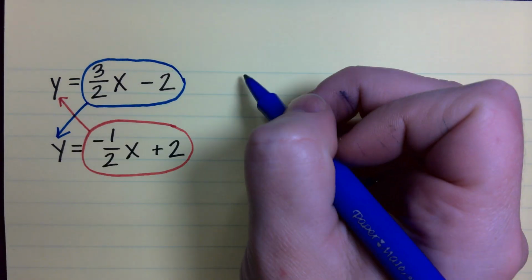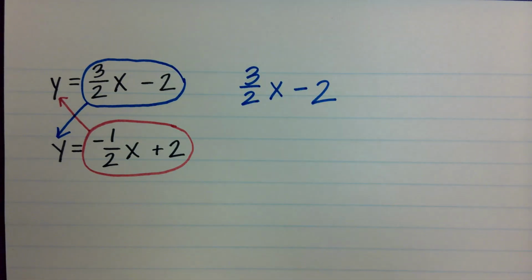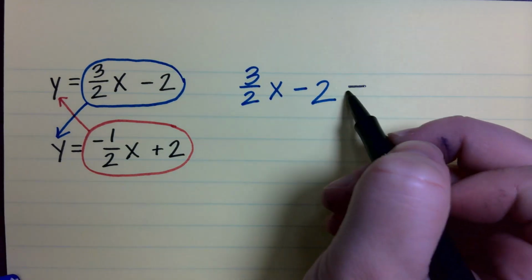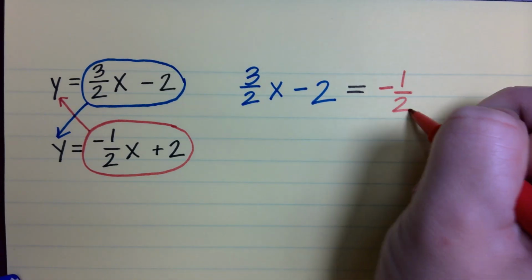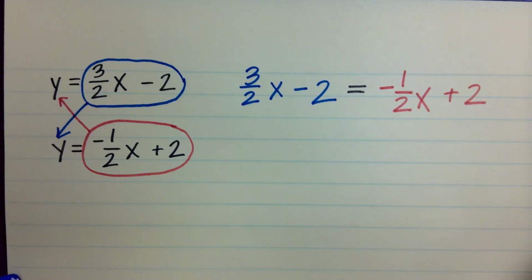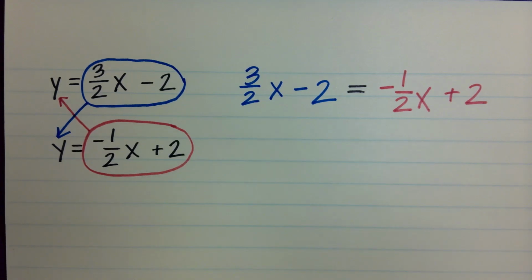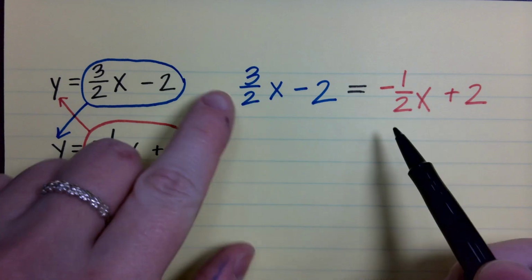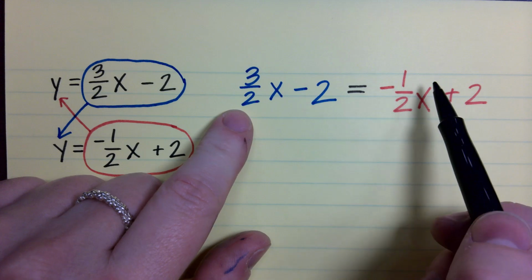I'm going to put 3/2 x minus 2 first, equals negative 1/2 x plus 2. Okay, you guys see that? Awesome. So this will be a little bit nicer to add and subtract our x's since we've got a common denominator here. They're both in halves. I've got 3 halves, I've got negative 1 half.